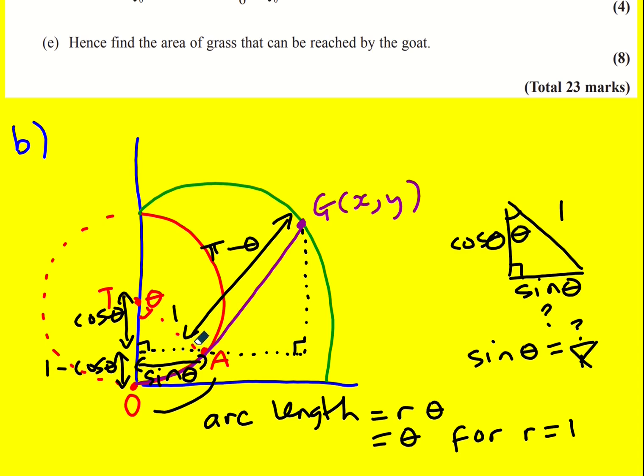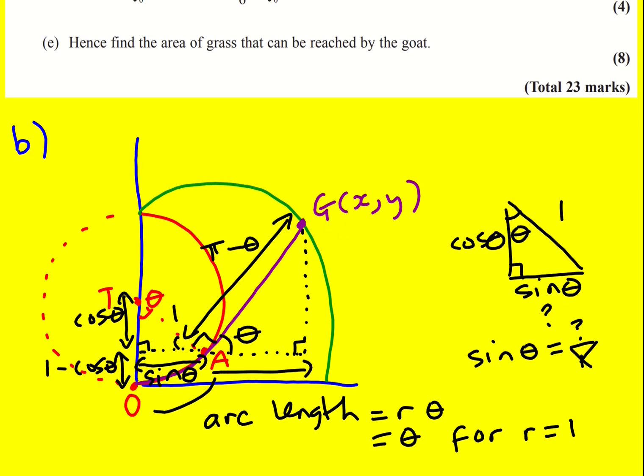Now, I've got the radius meeting point A and also meeting a tangent. We'll have 90 degrees here. This little angle, I'm not going to label it, but it would be pi over 2 minus theta. And then I have another pi over 2. And what we'll get is that this angle is also theta.